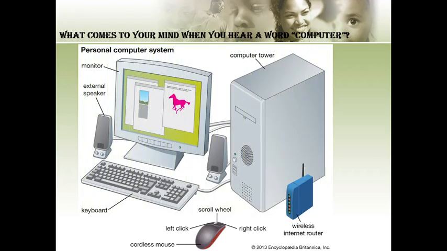A computer is a digital electronic machine that can be programmed to carry out sequences of arithmetic or logical operations automatically. Modern computers can perform generic sets of operations known as programs.